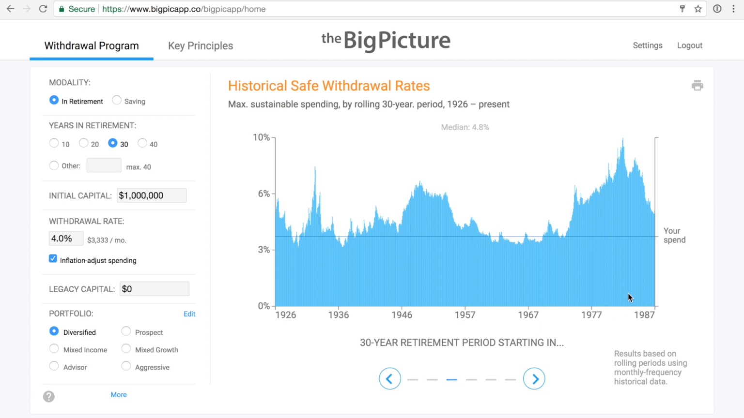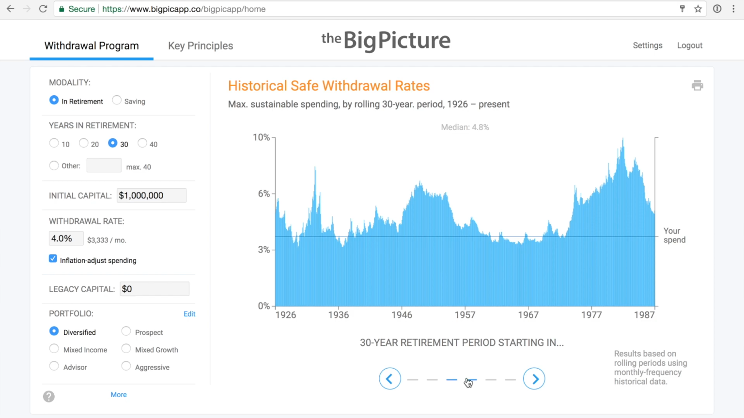Someone who retired here in the early 80s, invested in the diversified portfolio, experienced unusually favorable market conditions in the ensuing years. So the safe withdrawal rate for these retirees was really high. But someone who retired, say, in the 60s, retired into a much less favorable market environment and could only safely withdraw around 4%.